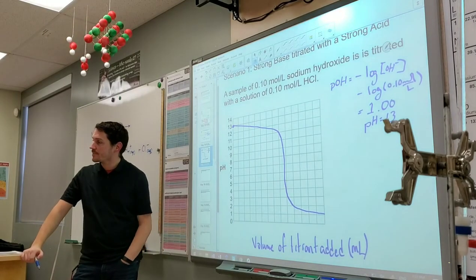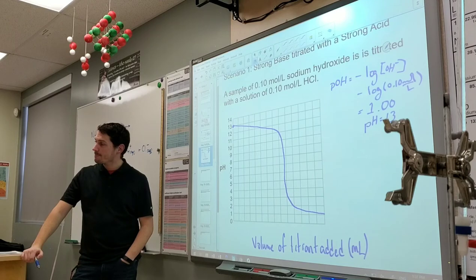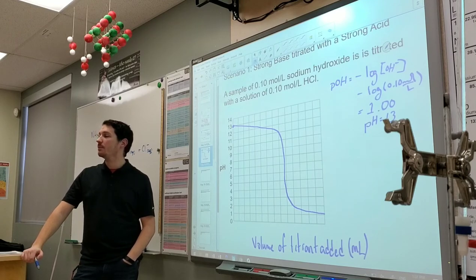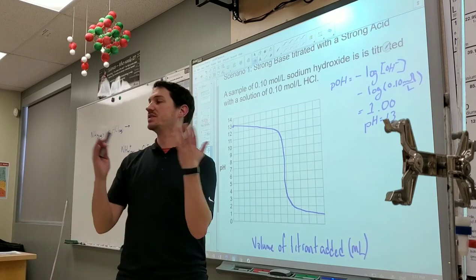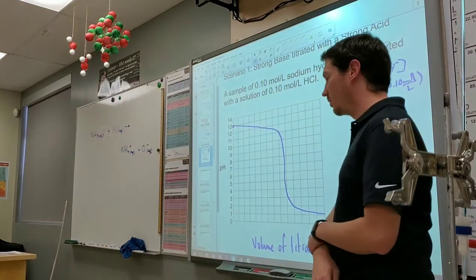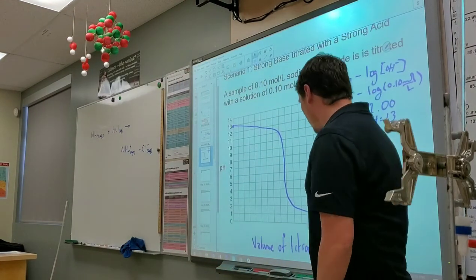Wim? That's because you're saying minus log and not negative log, probably. Okay, we'll talk later. I'd have to look at your specific model of calculator to be able to figure out what's going on.